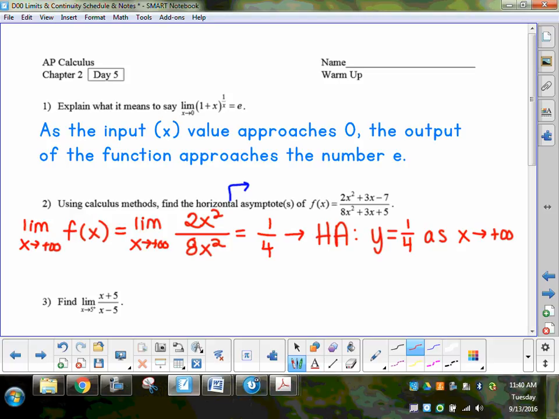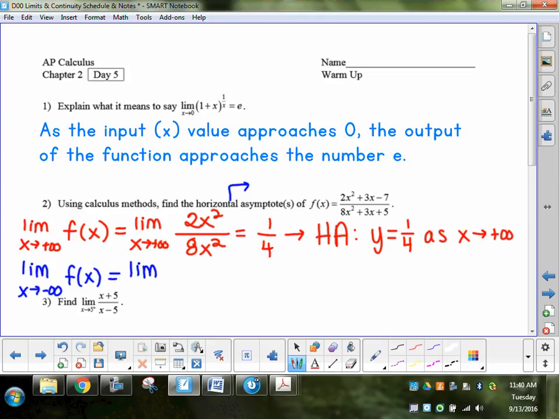Now, some of you are going to say, well, we did the same thing with negative. Analyze each situation. Once you get a 5 on the exam, you can come back with complaints. Let's look now and take the limit as we go to the other side, which is negative infinity, of our function.